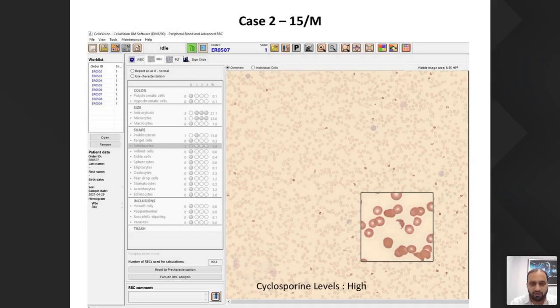So therefore, this quantity is important, and this quantity would come from at least 1000 RBCs. Doing it under a microscope is a laborious process, which becomes easier with such a digital platform, which gives me quantification very easily and within minutes.